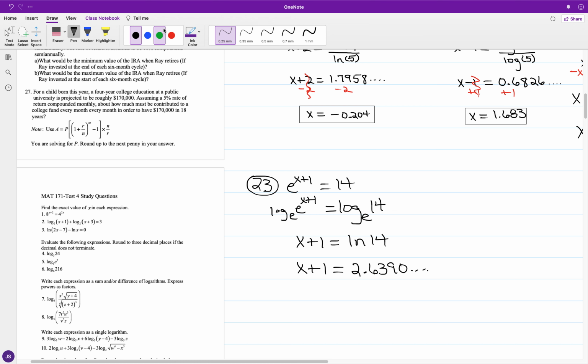And solving for x, if I take 1 away from both sides, x, to the nearest 3 decimal places, is going to come out to about 1.639.